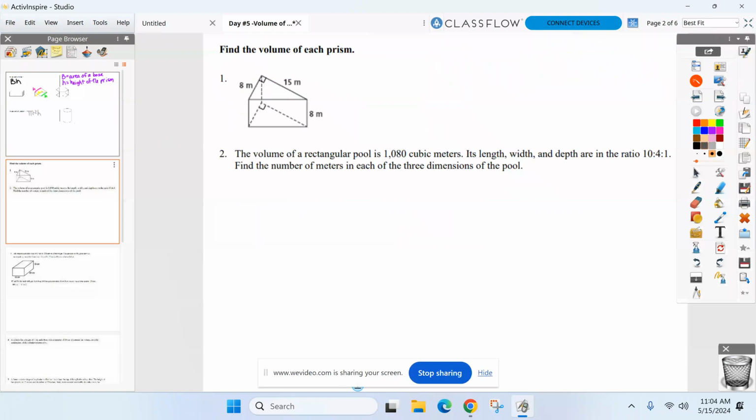So find the volume of this triangular prism, BH. All right, let's talk about B. I'll even highlight it here for you. B is the area of one of those triangles. Find the area of one of those triangles. Do I have my cheat sheet? No. Long shots.